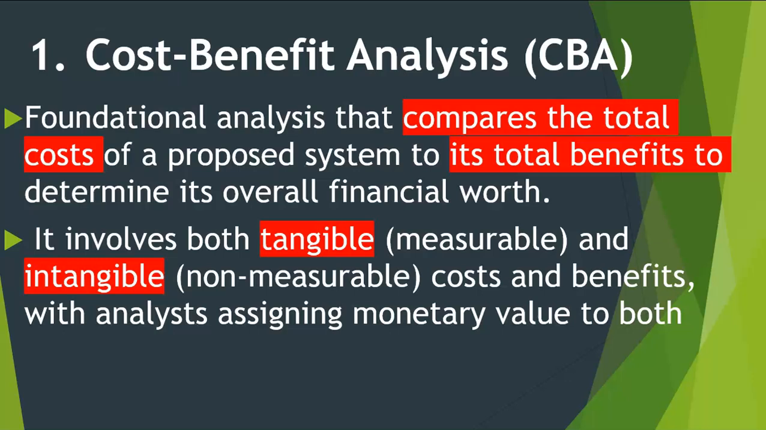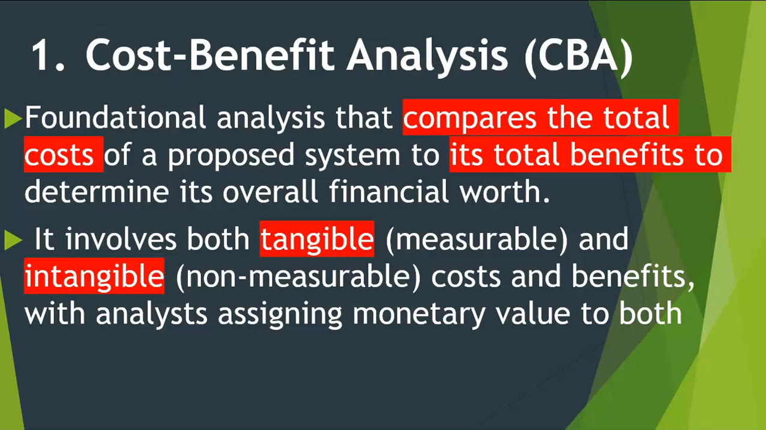As you can see, we have highlighted here the foundational analysis that compares the total cost versus the total benefits. That is what we are referring to as the cost-benefit analysis. This would touch on the tangible and also the intangible. The tangible are things you can quantify and measure, like the labor. If it is computers, you can quantify that.